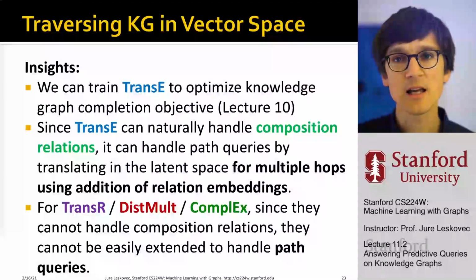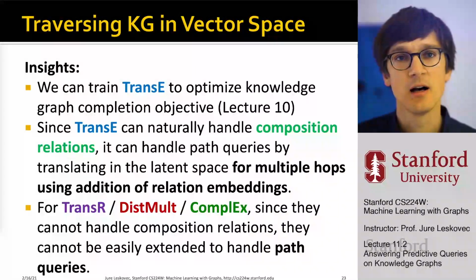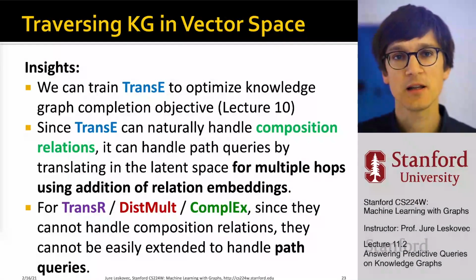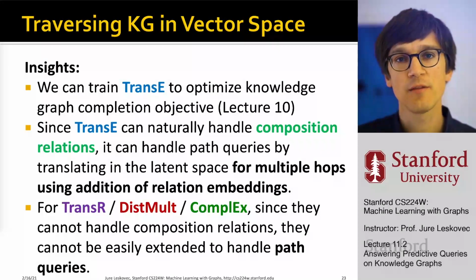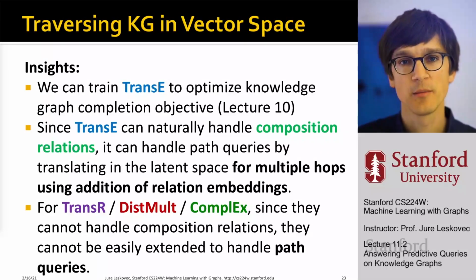So what are some things to discuss? What are some insights? First is that we can train TransE to optimize the knowledge graph completion objective.